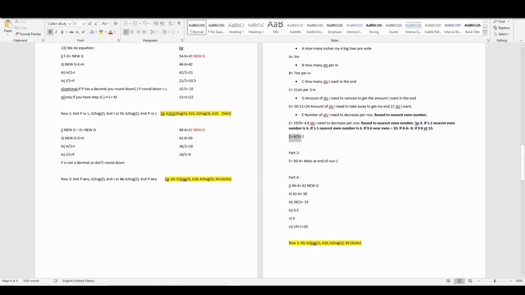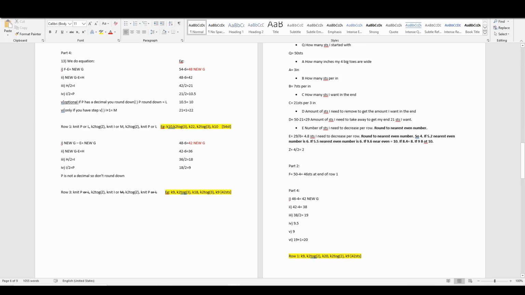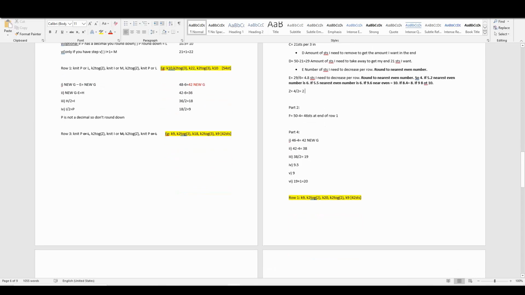Then we have to find variable Z. Variable Z is E divided by 2. So in this case, it's 4 for me, divided by 2. That's why we wanted an even number. So now we have all our variables. We have to just plug it into the equation.